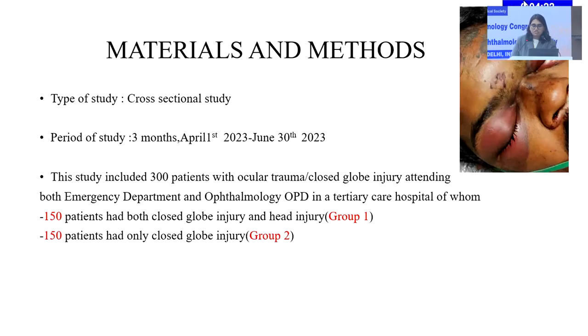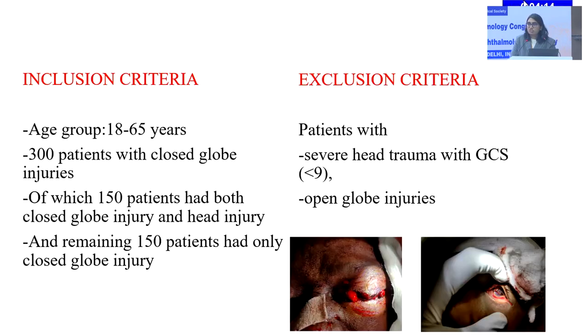We included 300 patients with closed globe injuries attending both our ED and ophthalmology OPD in a tertiary care hospital. We subdivided the 300 patients into two groups: the first group had 150 patients who presented with both an ocular trauma as well as a head trauma. And the group 2 patients had only an ocular trauma which was a closed globe injury. The age group which was included was 18 to 65 years.